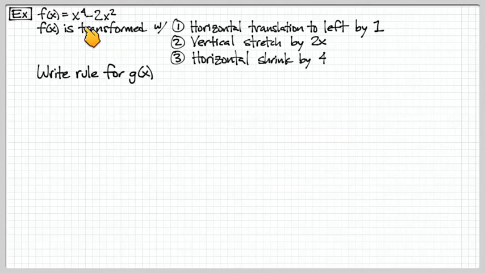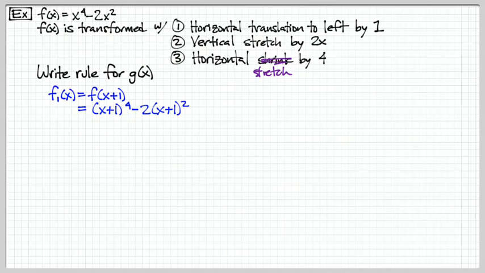Here's an example where we're going to take this function described here, and we're going to perform the following actions on it. We're going to do a translation to the left by 1. We're going to do a vertical stretch by 2, and we're going to do a horizontal stretch by a factor of 4. My first thing I want to do is a horizontal translation to the left. Because it's horizontal, it's inside: x plus 1. So f of x is equal to f of x plus 1.